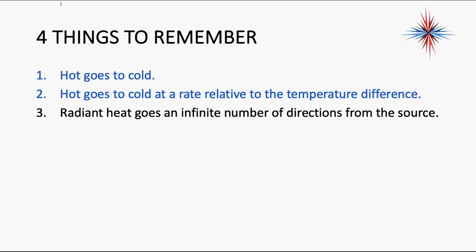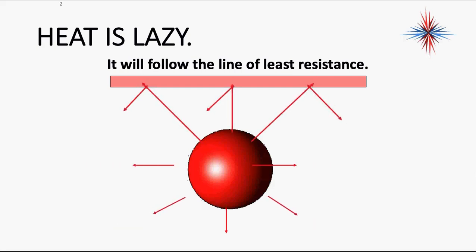Radiant heat goes an infinite number of directions from the source, and I'll give you an example of this in a minute. Radiant heat, that's like the heat from the sun. It goes an infinite number of directions from the source, but it always goes in a straight line. It will follow the line of least resistance. So if this is the sun, radiant heat will always go in infinite directions, and it will go in straight lines until it bounces into something that reflects it.